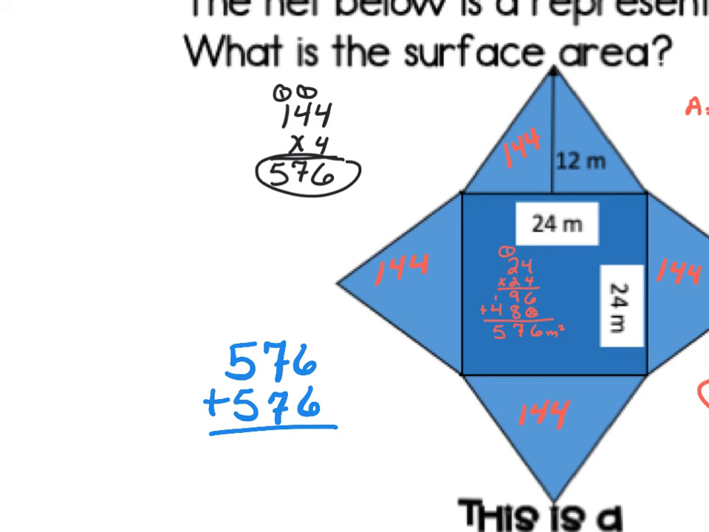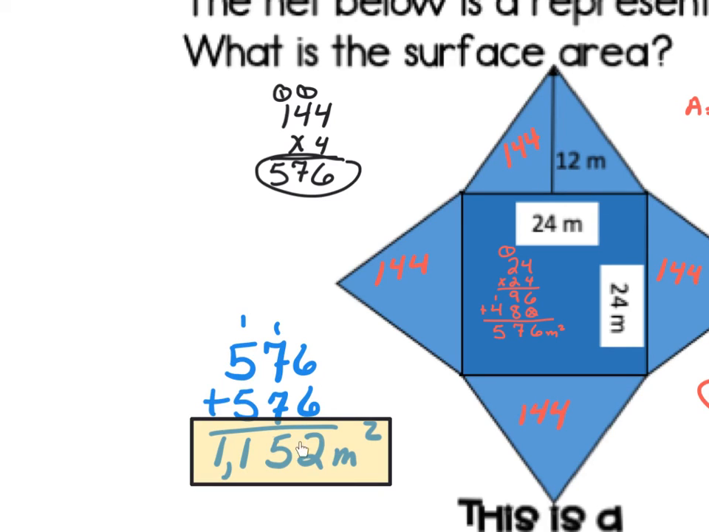And 6 plus 6 is going to give me 12. Drop your 2, carry your 1. 7 and 7 is 14, plus 1 is 15. Drop your 5, carry your 1. 5 and 5 is 10, plus 1 is 11. And you get 1,152 meters squared. And that, my friends, is your answer. Go ahead and copy this down. So pause the video, get this all copied, and I will wait for you.